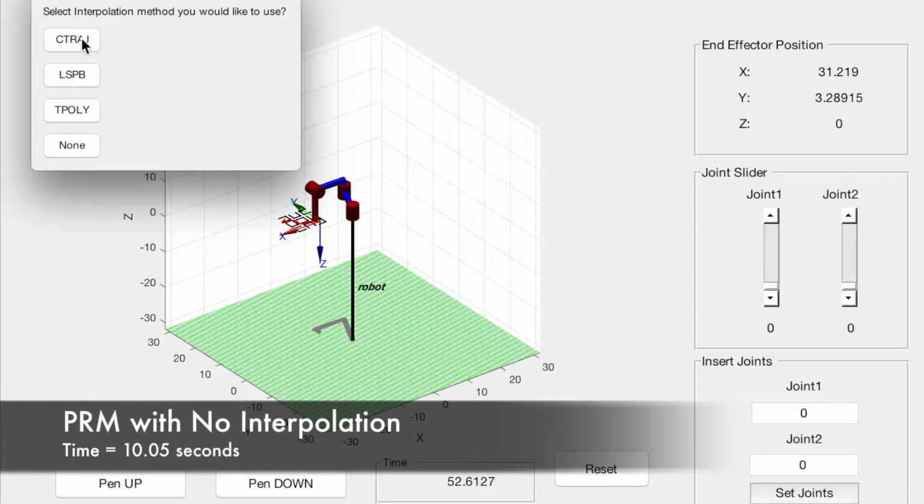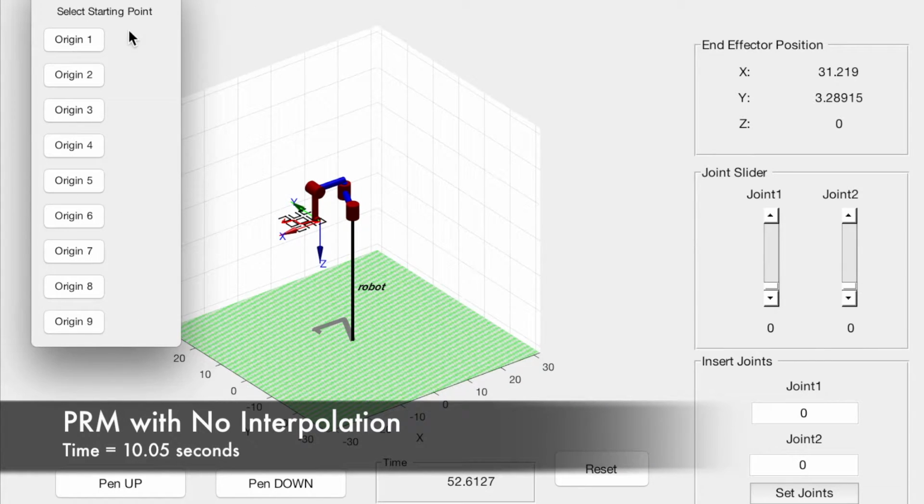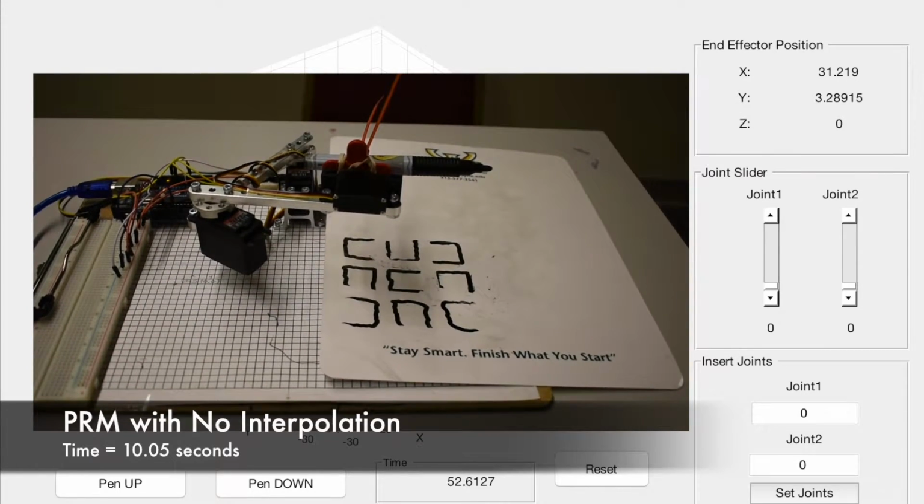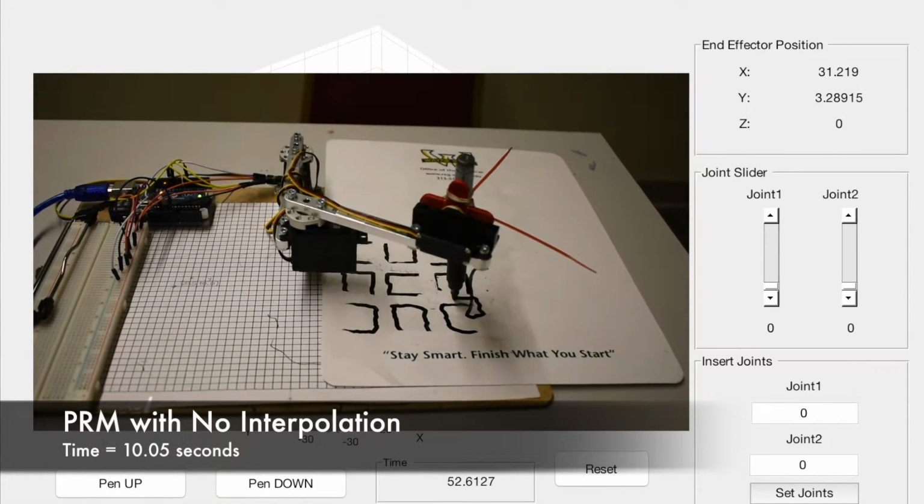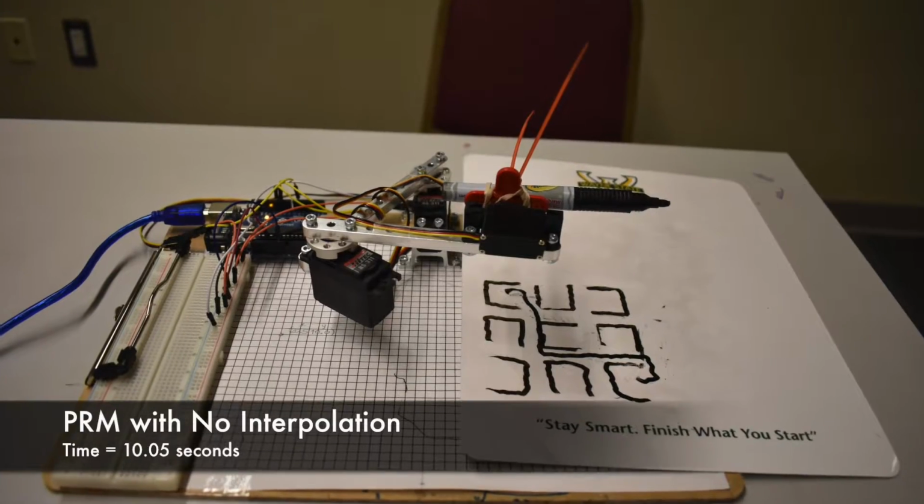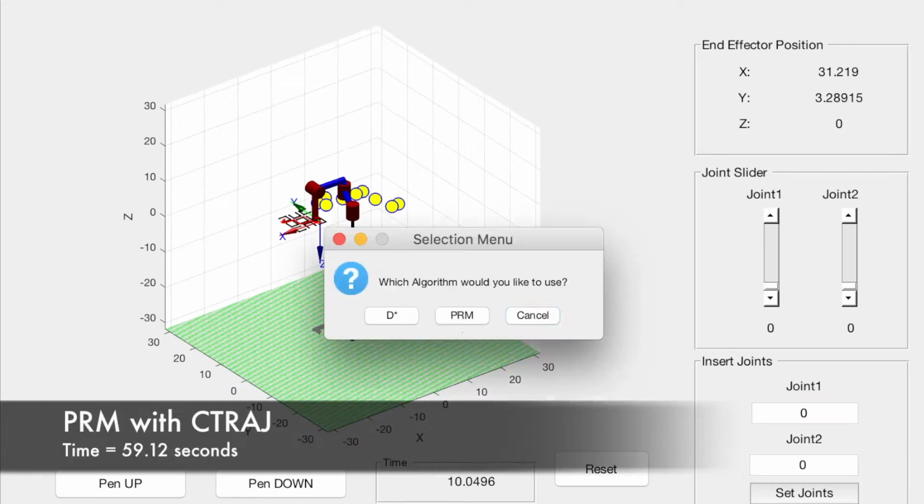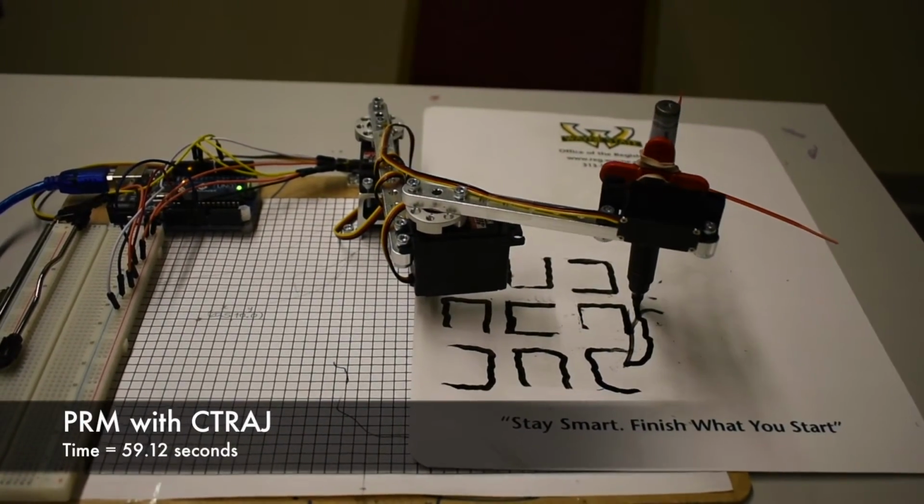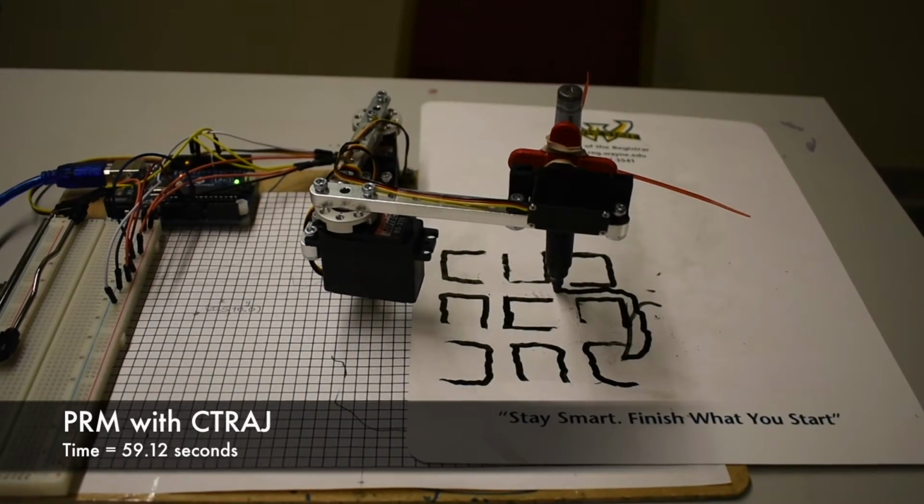PRM takes 10.05 seconds to move from position 1 to position 9, since the path is not always as short as D-star. ctraj takes 59.12 seconds to move from position 1 to position 9 because of the path selected by PRM.